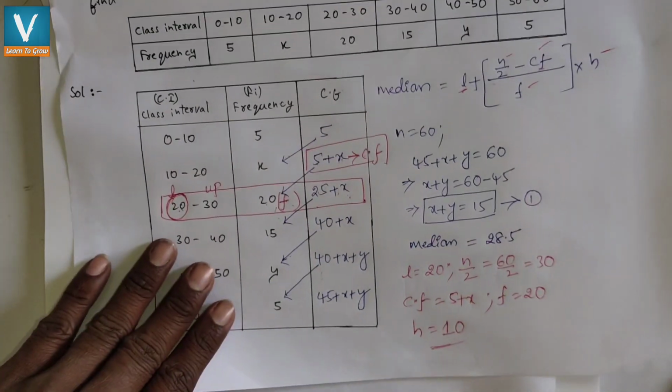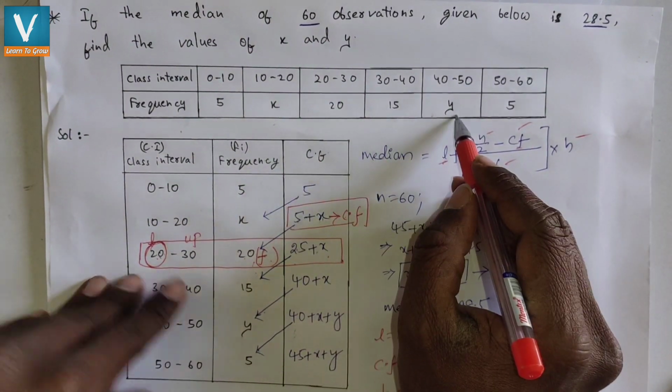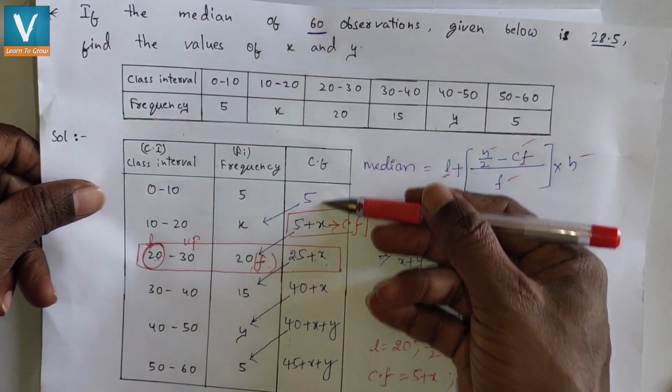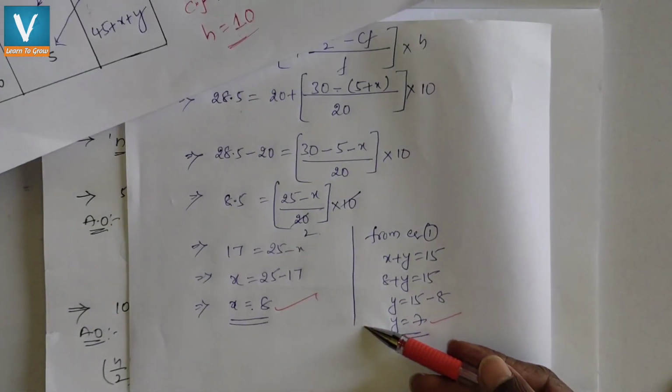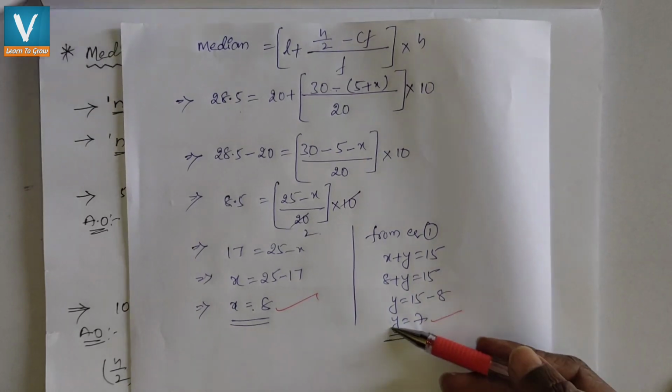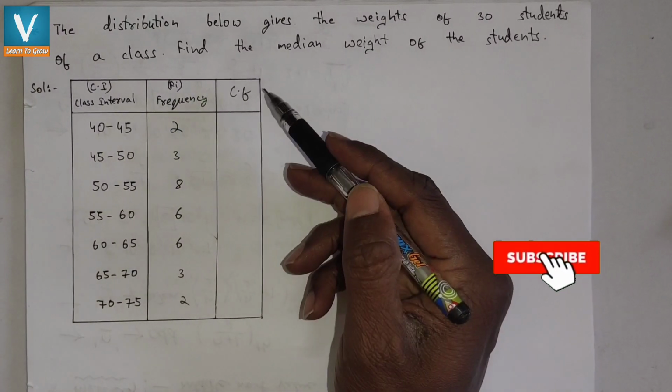So this is a very, very important question, which is about a missing frequency. You have to find the CF first, then you have to locate each and every term in the formula. Just replace, and we got the values of x and y. Okay, this is the first method. This is the second method, the direct one. The first one is the missing frequency one.